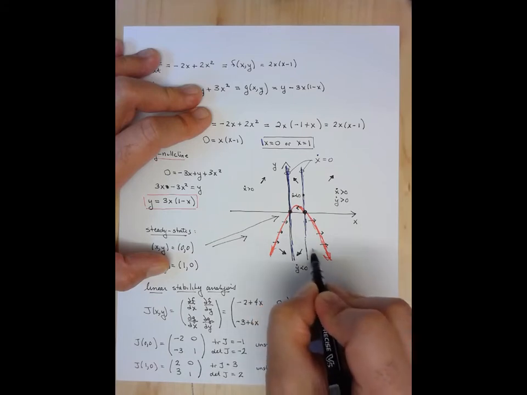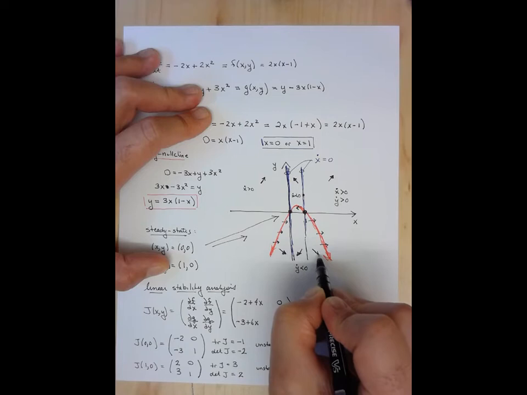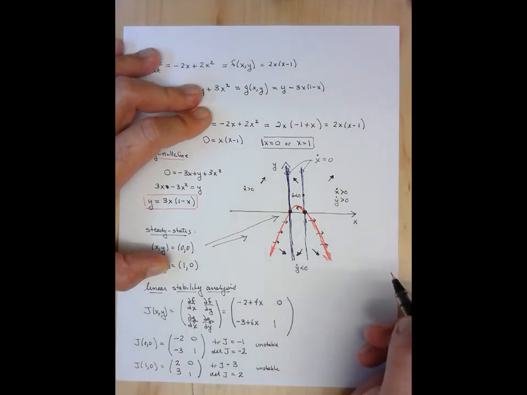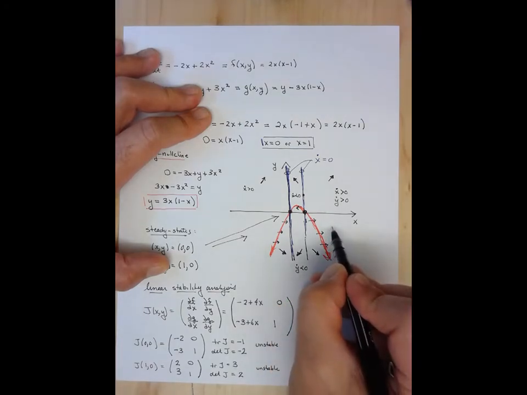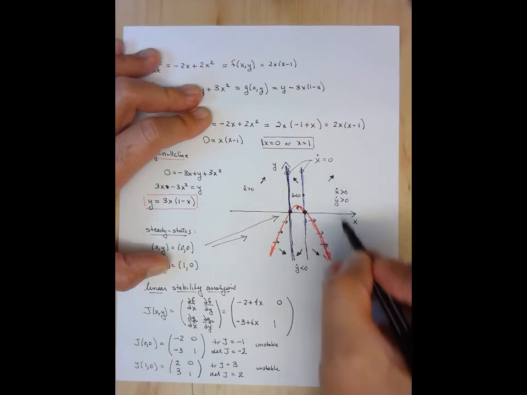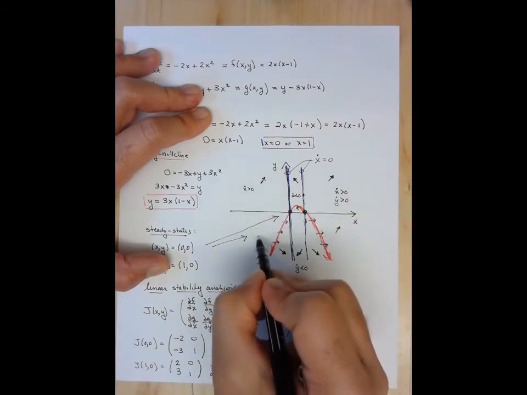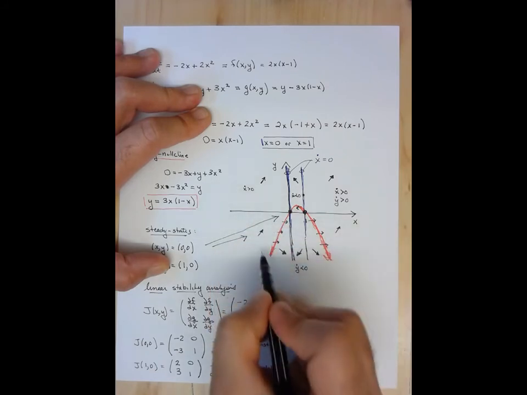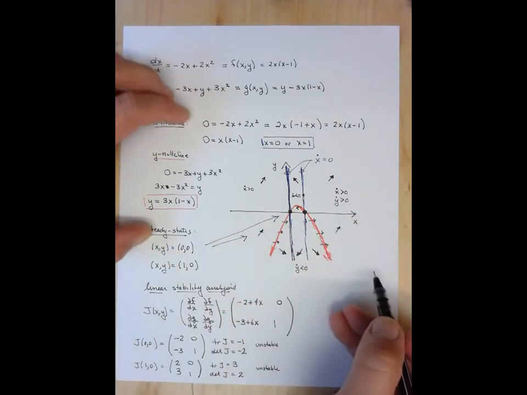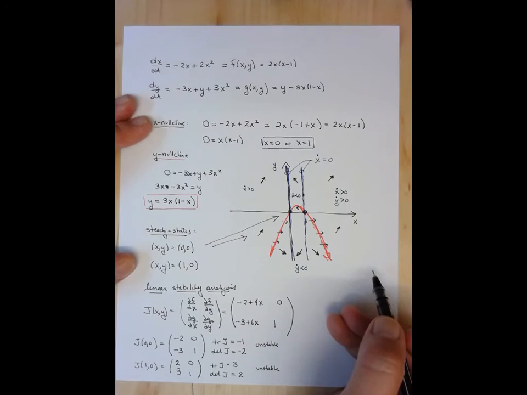Southwest and southeast. This region is the same as this one, so it's also moving in that direction. This region is the same as that, meaning there's no nullcline that separated those two regions of the plane.